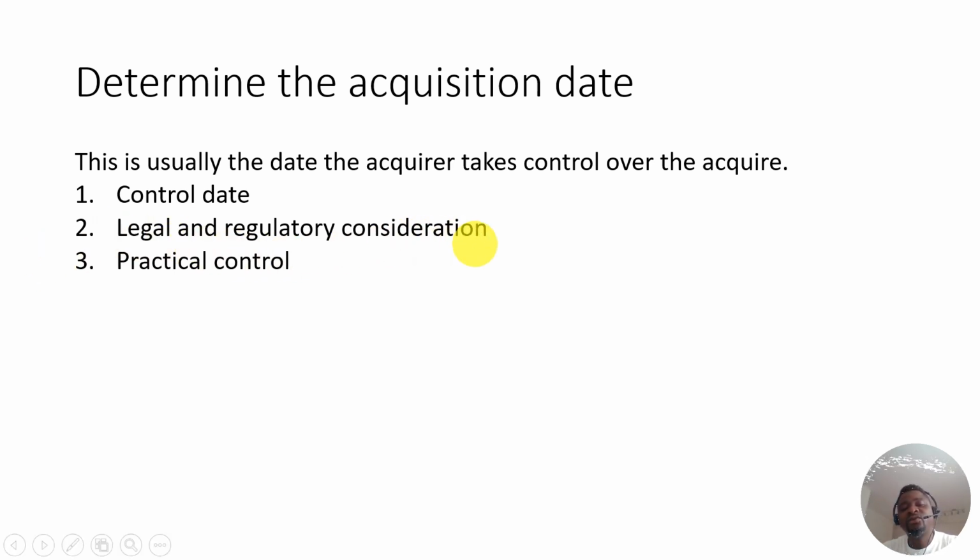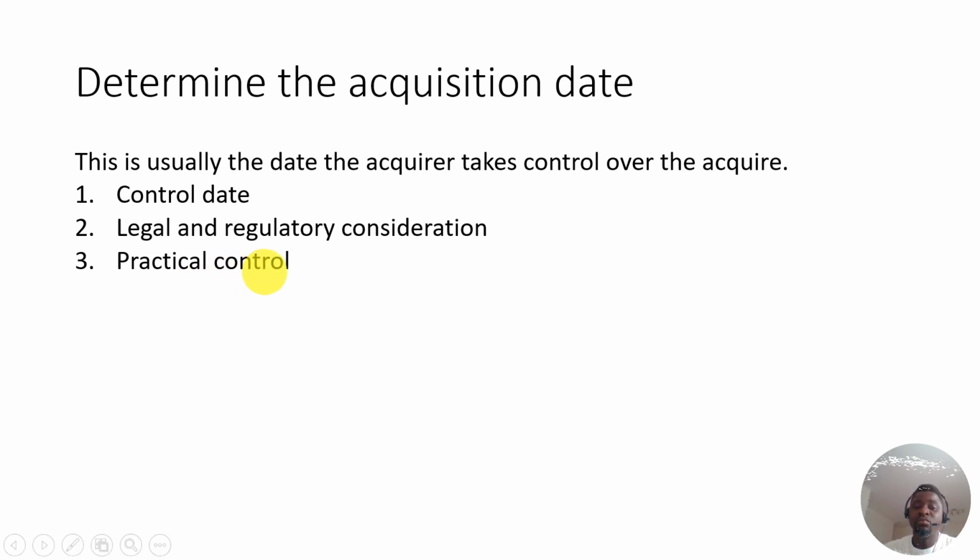Legal and regulatory consideration could be in terms of maybe a filing requirement for shares issued, or signing of the agreement, or solicitors' agreement or something like that, and filing of this legal consideration or regulatory consideration could also help us determine what the acquisition date is.